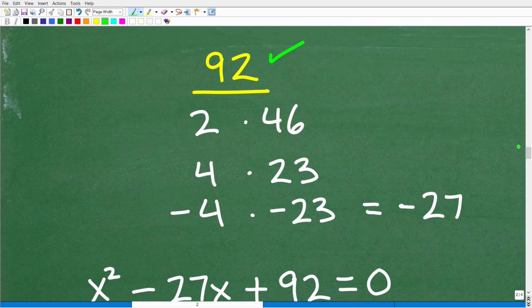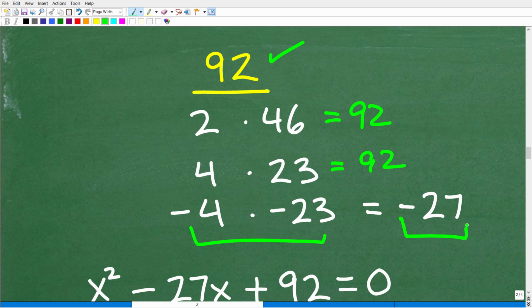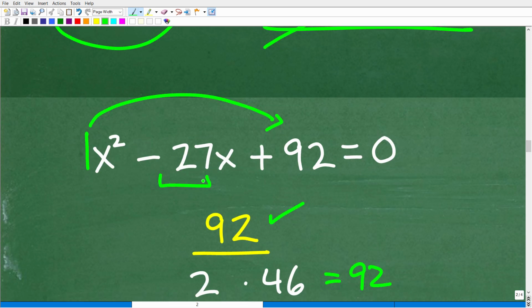So let's take a look at some factors of 92. So 2 times 46 is 92, right? These are factors of 92. 4 times 23 is 92. Negative 4 times negative 23 is also 92. A negative times a negative is a positive. But these factors here add up to a positive 27. I'm looking for the factors that add up to this middle number here, negative 27.